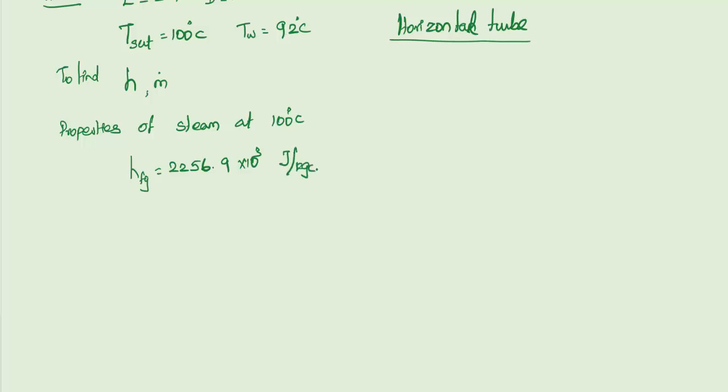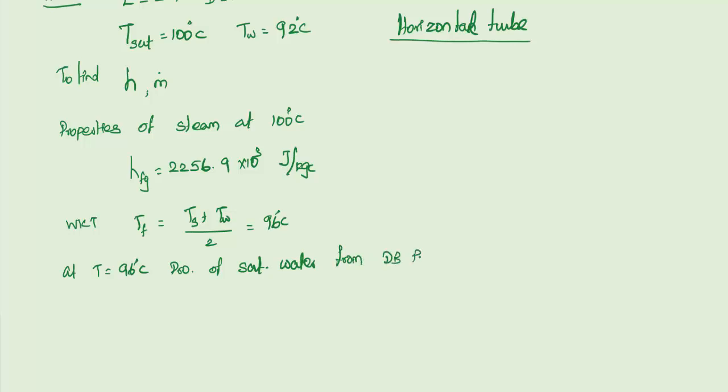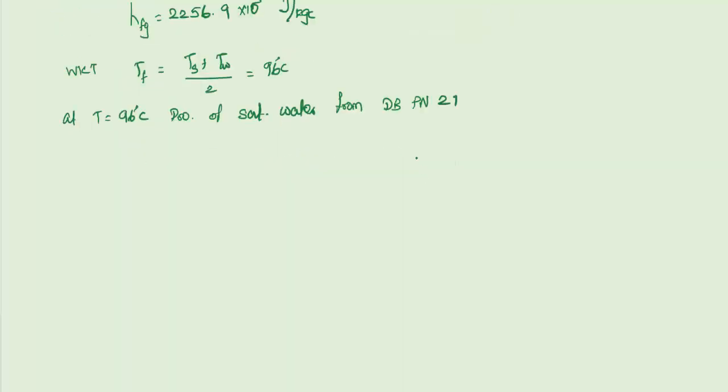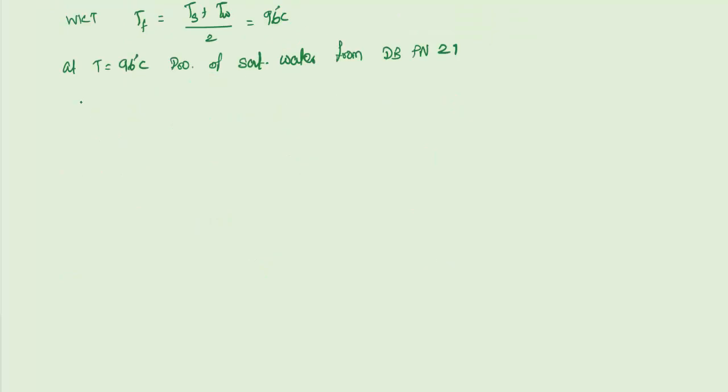Okay, then the next thing, you have to find out the value of film temperature. We know that film temperature is (T saturation plus TW) divided by 2, which is equal to 192 divided by 2, which is 96 degrees Celsius. Now at temperature equal to 96 degrees Celsius, properties of saturated water from data book, page number 21. Okay, from page number 21, write the properties.